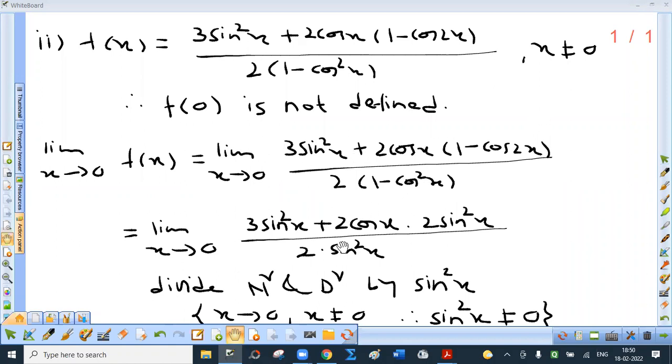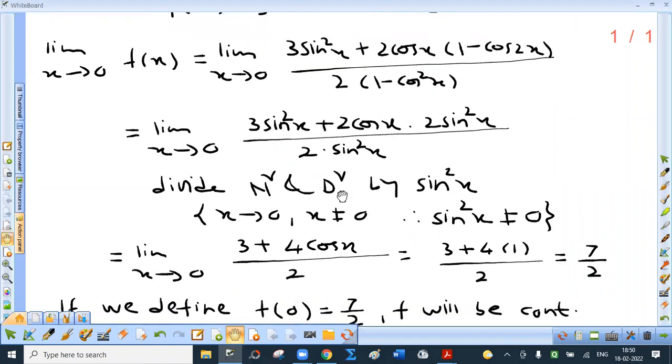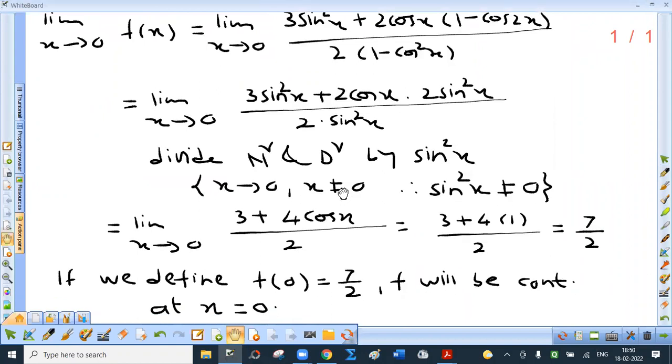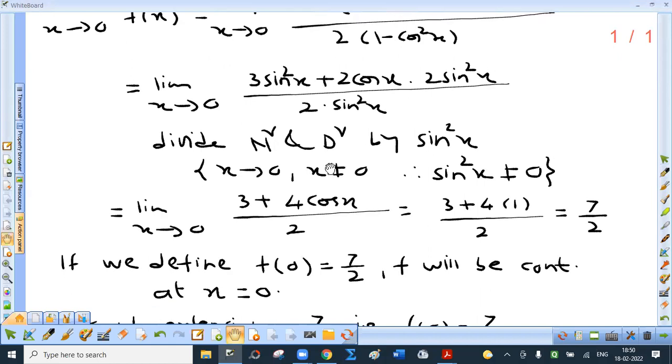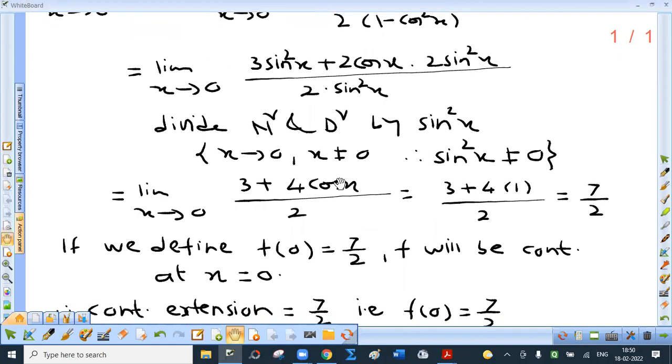2 sin square theta. Divide numerator and denominator by sin square x. It is allowed. Why? Because x only tends to 0, x is not equal to 0. So we can take the limit now. Cos 0 is 1. So it is nothing but 7 by 2. So if we define f of 0 equal to 7 upon 2, f will be continuous at x equal to 0.